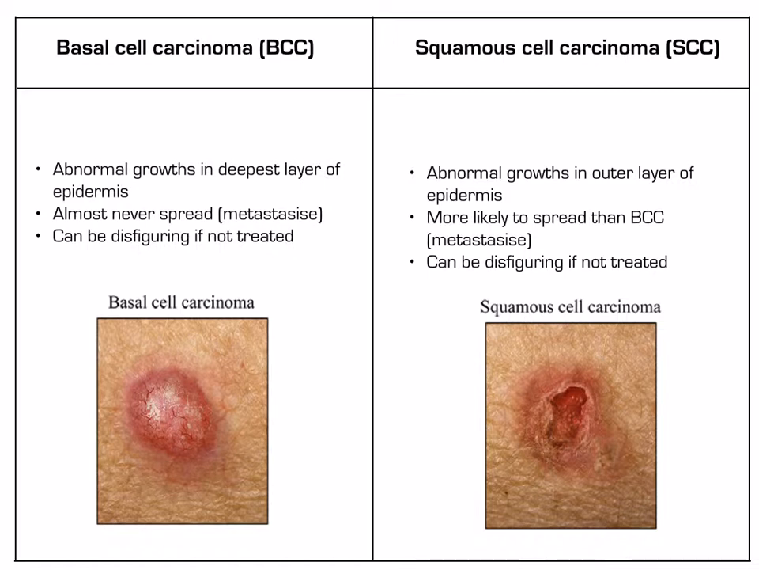The other two forms of skin cancer, basal cell carcinoma, or BCC, refers to abnormal growths in the deepest layer of the epidermis. They almost never spread though, so they tend to stay where they are, but they can be disfiguring if not treated, so they do need to be removed. Squamous cell carcinomas, or SCCs, are also abnormal growths, but they are closer to the outer layer of the epidermis. They're more likely to spread than the BCC, and they can also be disfiguring if not treated, so they also need to be removed.